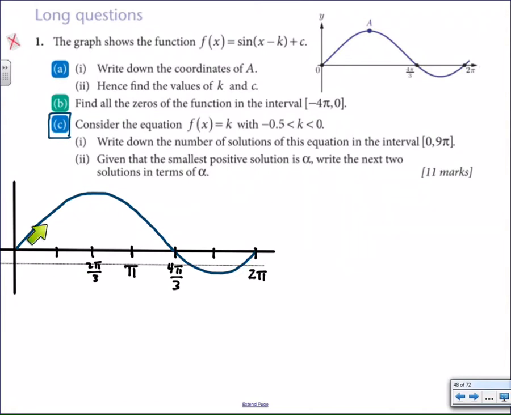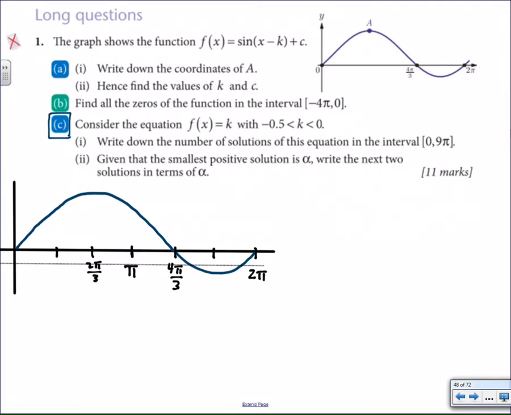Now, if I was to extend that graph out, so from 2 pi, that gives me 2 solutions. I go another 2 pi, that's going to give me 2 solutions. And I keep on doing that until I get to 9 pi. I'm going to see that in 1 pi there's no solutions, but by the time I get to 2 pi, there's 2 solutions. 3 pi, still 2 solutions. 4 pi, now I've got 4 solutions, and so on and so on.